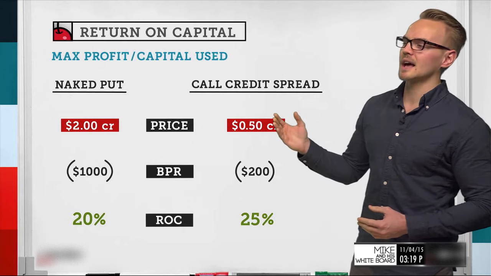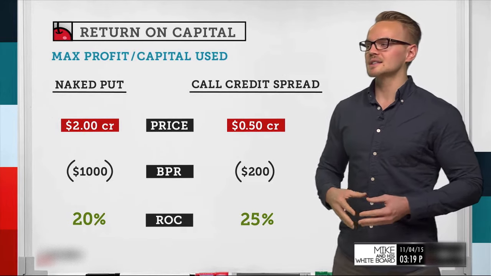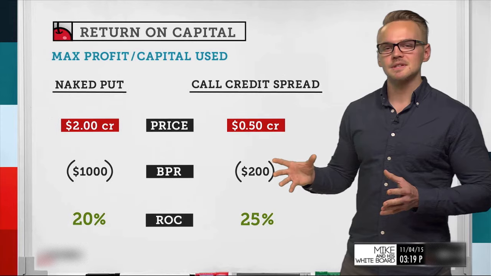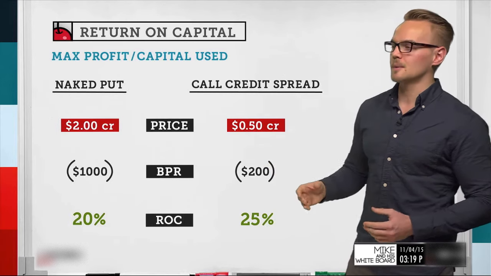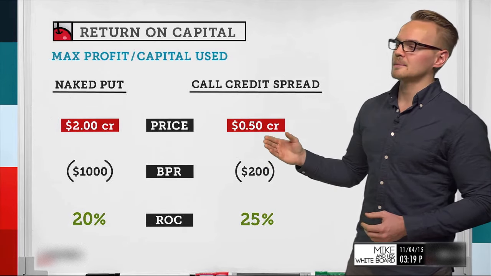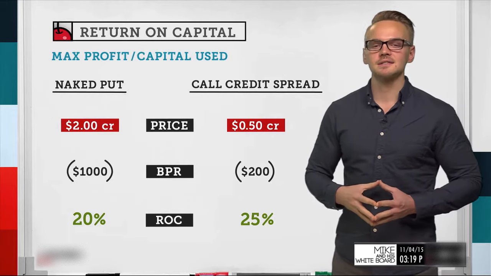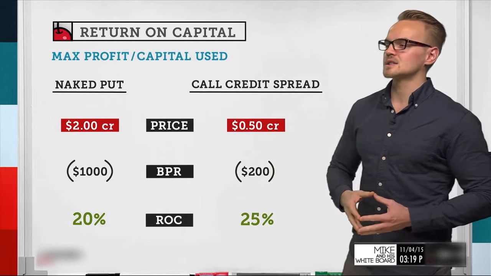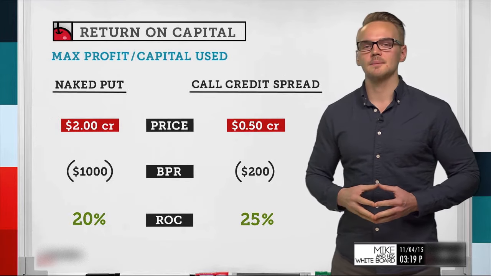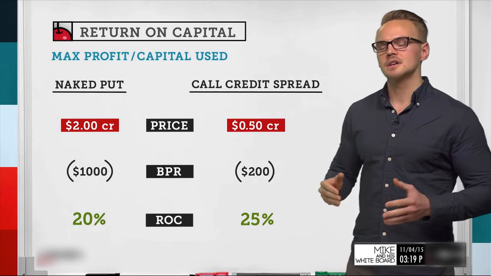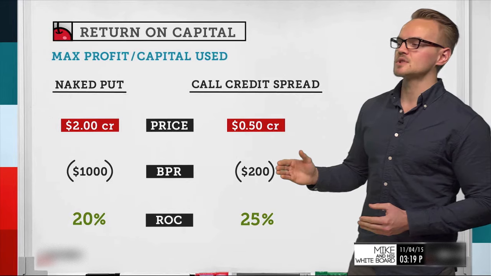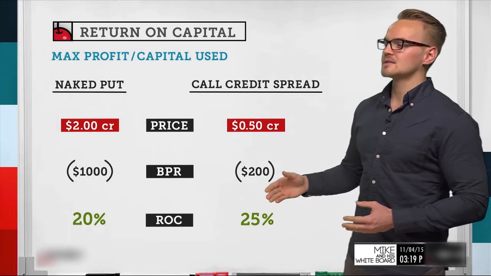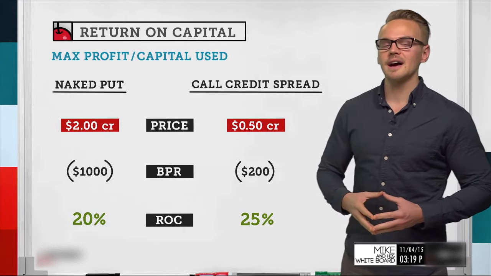Now we can take a look at a totally separate trade. So let's say we're not going into naked options. Let's say we're defining our risk now. So we're going to look at a call credit spread, and we're collecting 50 cents of credit on this trade. So let's say it's a $2 wide spread, and we're not taking the credit into account. Let's just say we're looking at the full $2. So our buying power reduction is $200, and that gives us a return on capital of 25%.